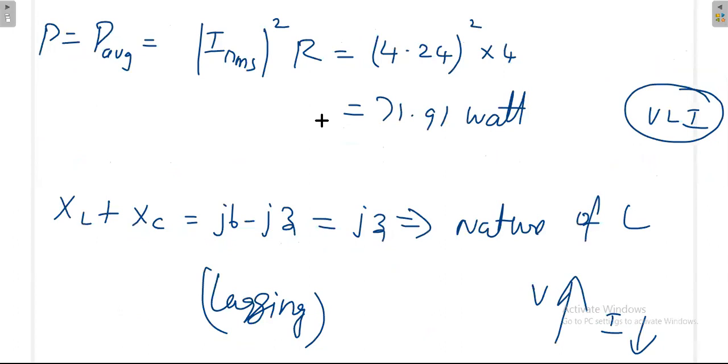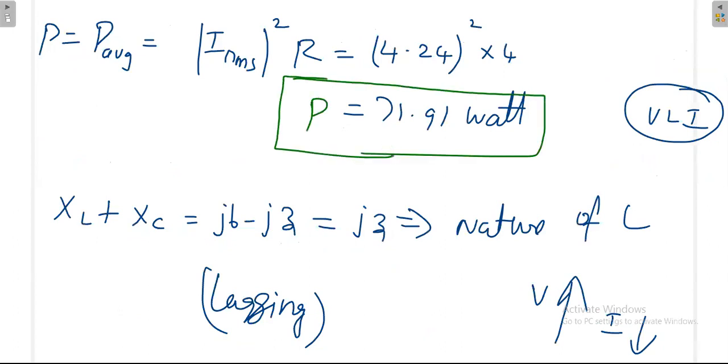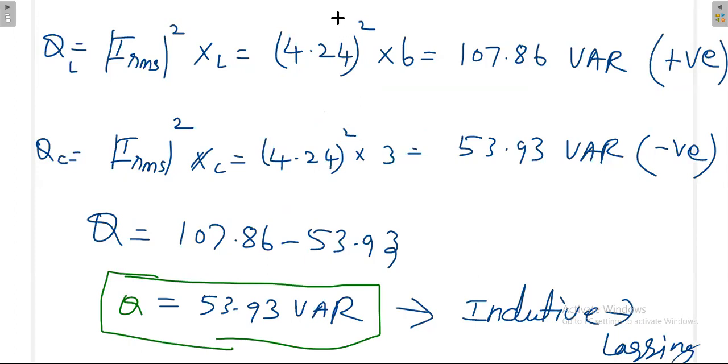I have calculated power also. Real power I have already calculated. Now I can find out the complex power also. Complex power means what? Simply V into I, but make sure that it is in RMS. Simply VRMS into IRMS. VRMS means supplied voltage, IRMS means supplied current.